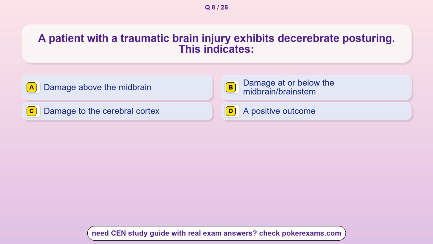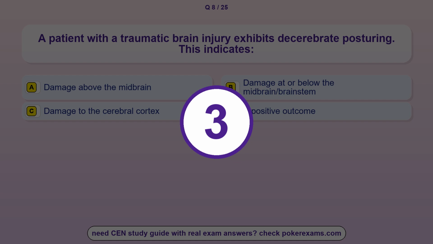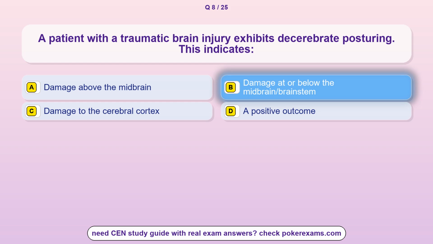Question 8. A patient with a traumatic brain injury exhibits decerebrate posturing. This indicates option A, damage above the midbrain, option B, damage at or below the midbrain/brainstem, option C, damage to the cerebral cortex, option D, a positive outcome. The correct answer is option B, damage at or below the midbrain/brainstem.